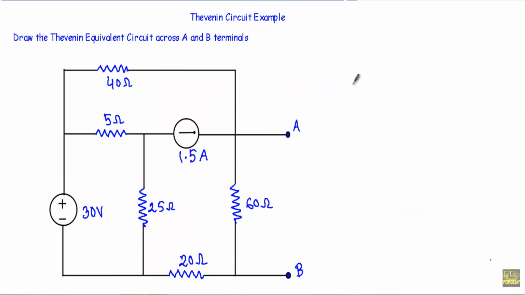In this video, I will show you an example of Thevenin equivalent circuit. Thevenin equivalent circuit, that means I will replace a total circuit between two terminals with a voltage source of VTH and a series resistor RTH.